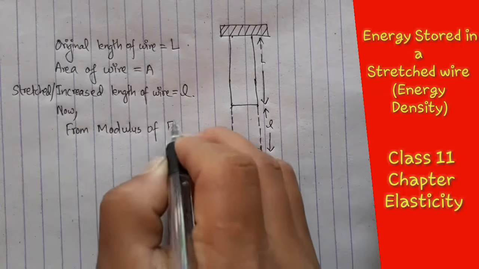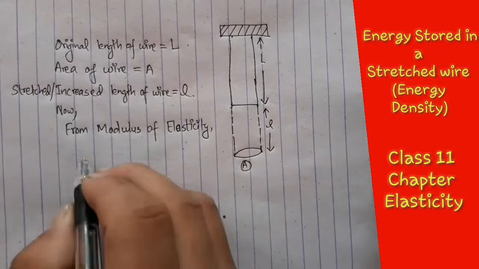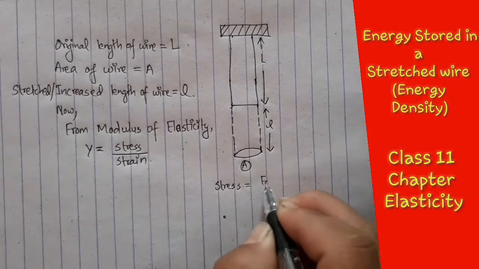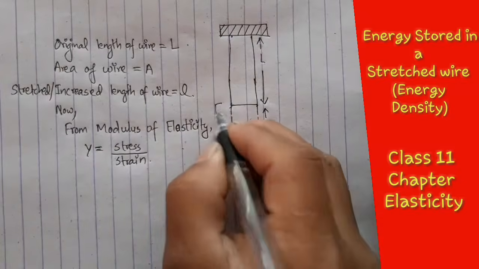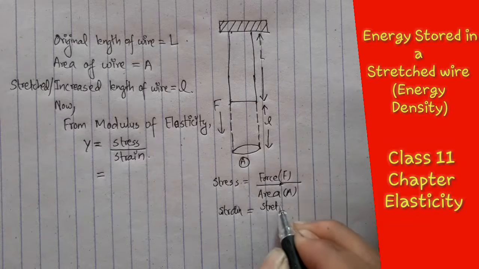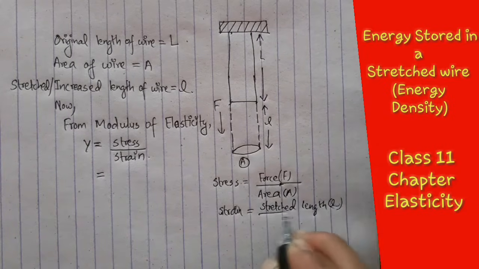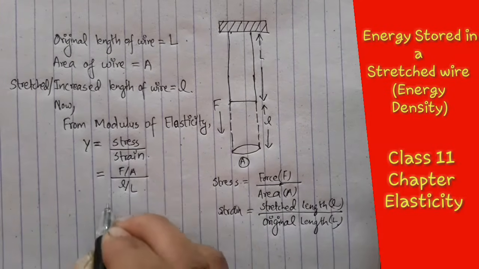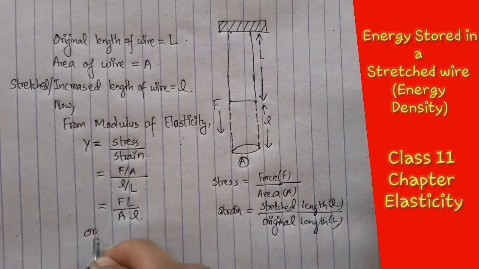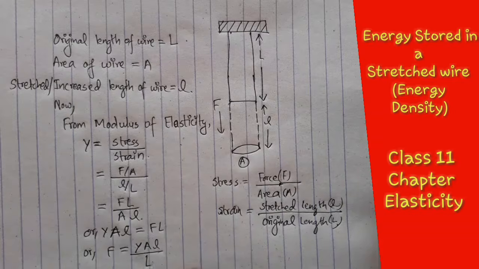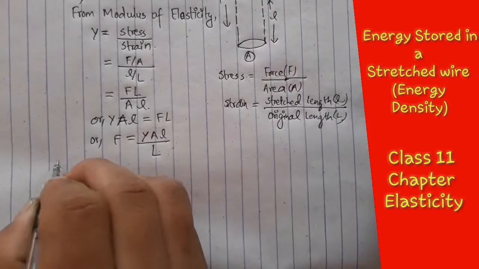Now from modulus of elasticity we have one formula, that is Young modulus is equal to stress by strain. Here Y is Young modulus. Stress is equal to force by area. Here the given force is F and area is A, so stress is equal to F by A. Similarly, strain means change in length by original length. Here the change in length is small l, whereas the original length is capital L. So Young modulus is equal to F by A divided by l by L, and hence by multiplying and solving the equation we get F is equal to YAl by L.